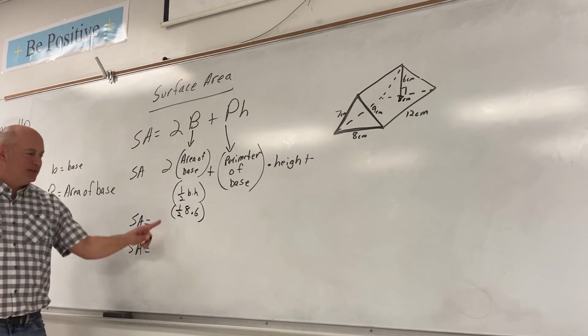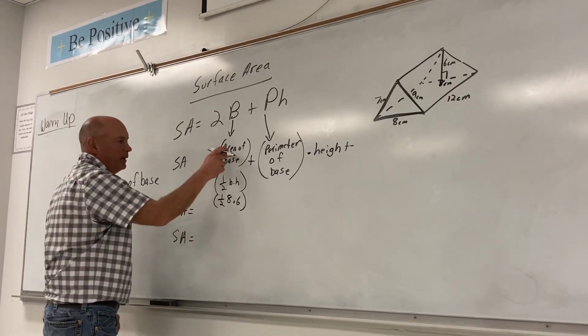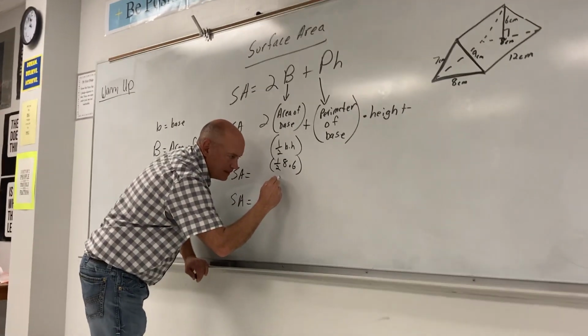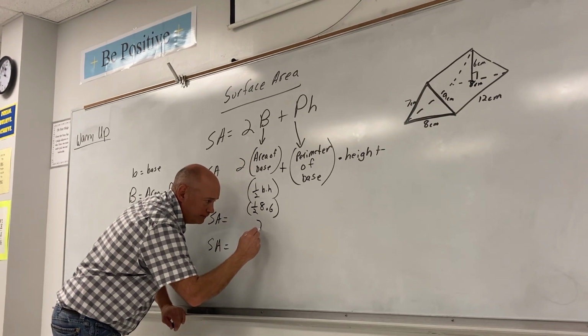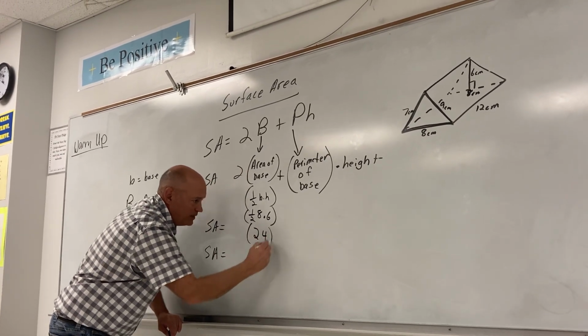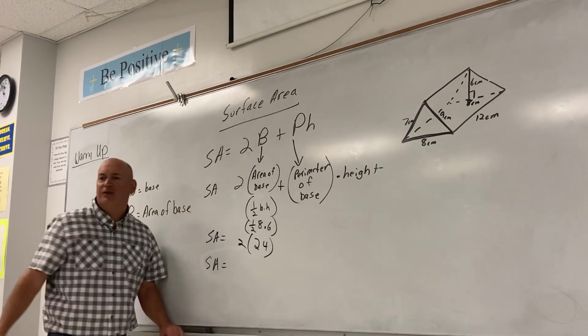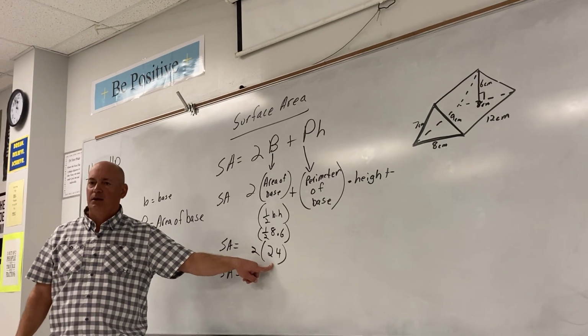Everybody type that in. What's half of 8 times 6? I need a number for big B. 24. 24? Yes. And we still haven't multiplied it by 2. We'll do that in just a minute. So here is 2 times big B. Are y'all with me? Let's keep going.